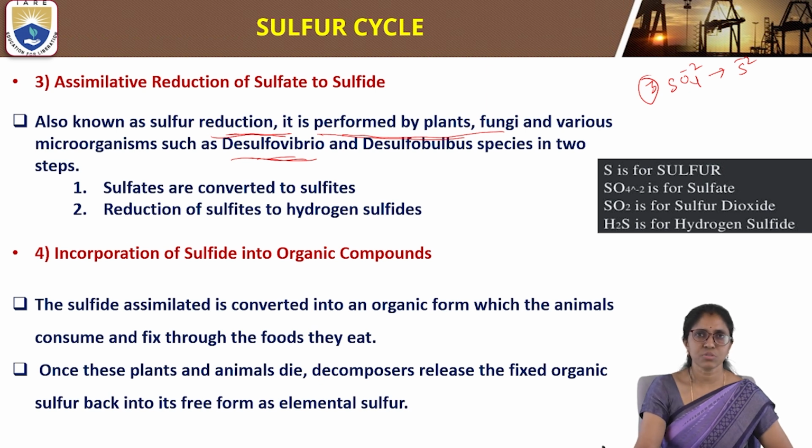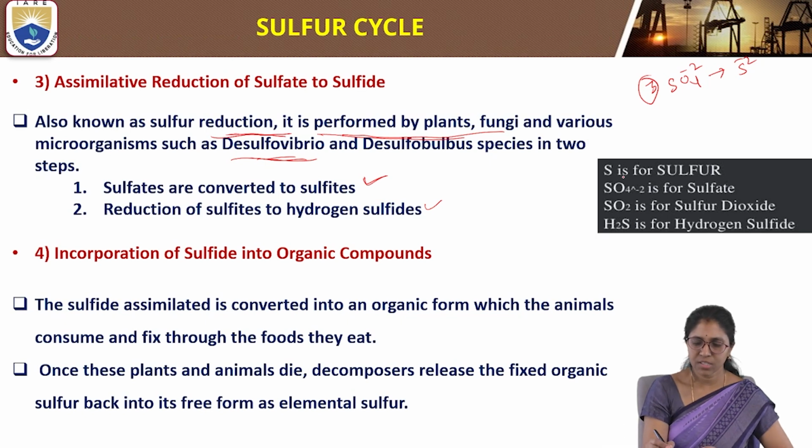So this is also having two steps, and in this, sulfur reduction is taking place. Sulfur reduction means sulfates are converted into sulfides in the presence of various fungi and microorganisms. It has two steps: sulfates are converted into sulfides, and reduction of sulfides to hydrogen sulfide.